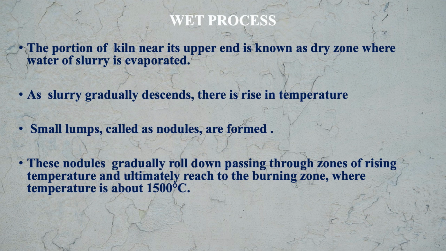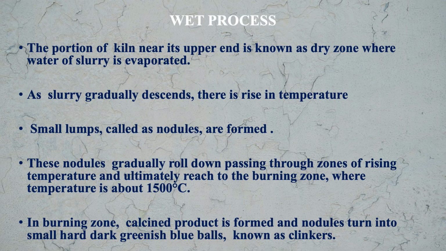As they go down, the temperature in the kiln is rising. So when they are passing through this kiln, the temperature is rising, and these balls or nodules finally reach the burning zone, where the temperature is about 1500 degrees centigrade. And at this temperature the burning takes place. Now after this burning, what happens in this burning zone? The calcined product is formed and the nodules turn into small, hard, dark greenish blue balls. We get at this stage hard, dark greenish blue balls, which are known as clinker.